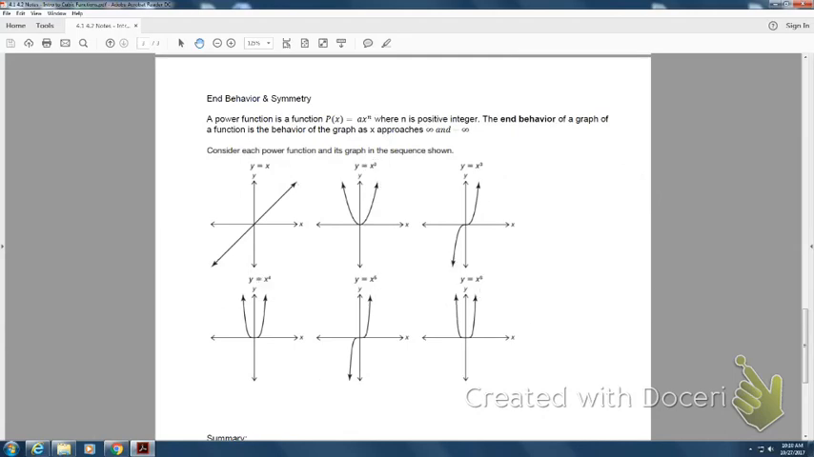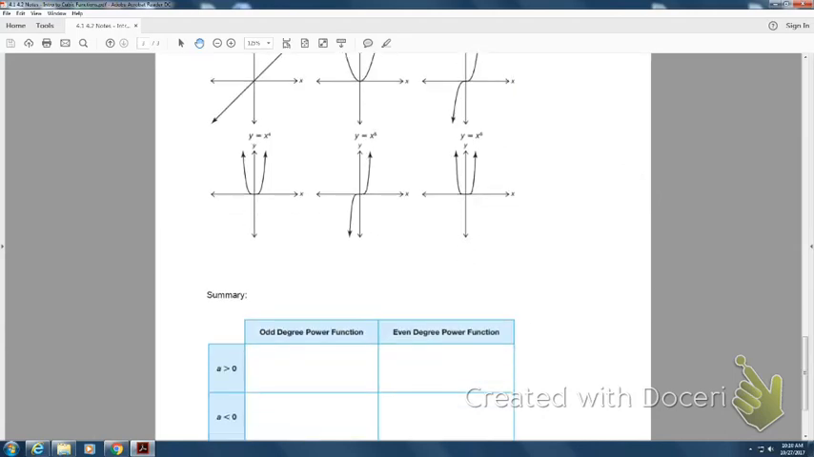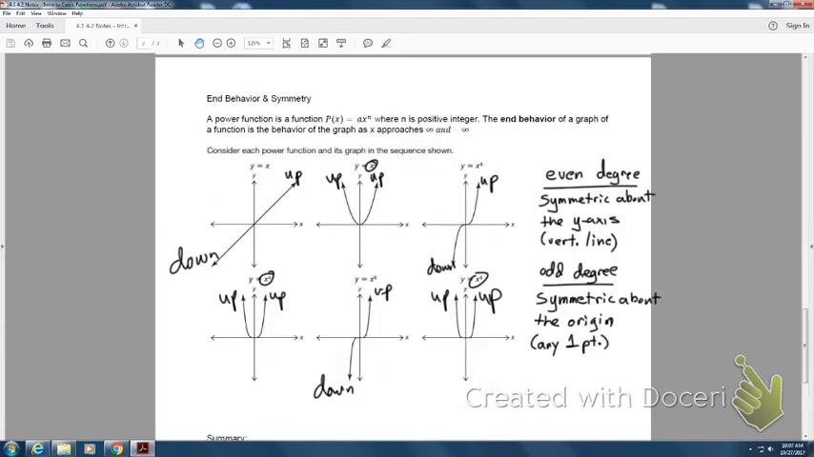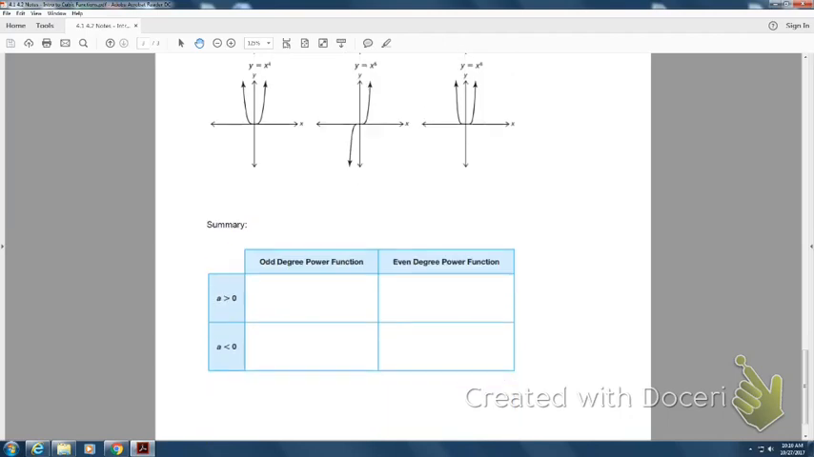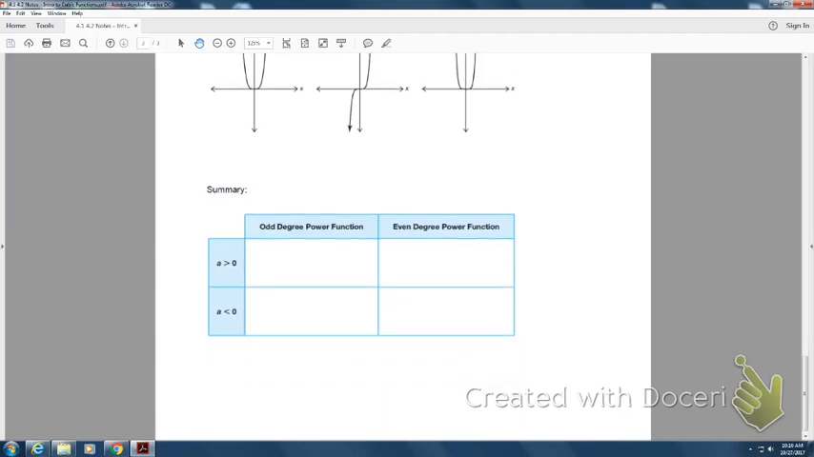And then talking about end behavior. So this goes along with the up and down stuff that we just talked about. Now we're going to draw a couple little pictures on each side, and I'll explain it.